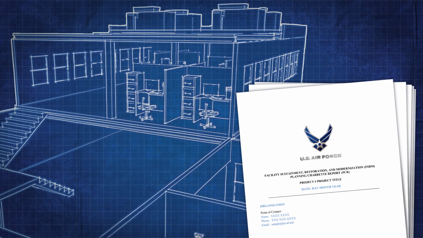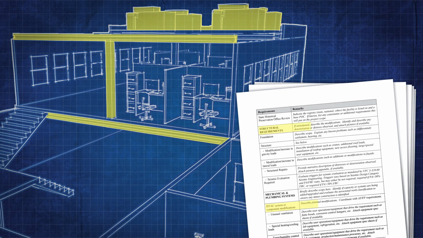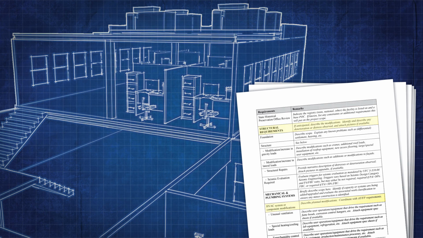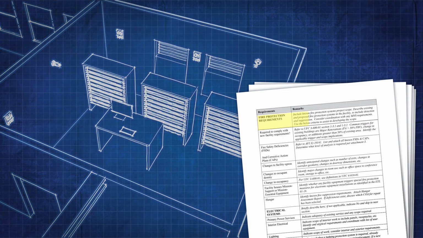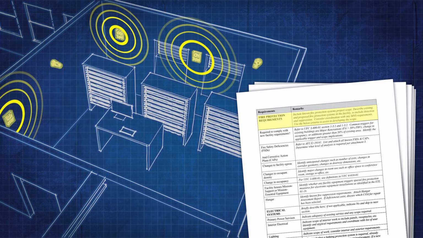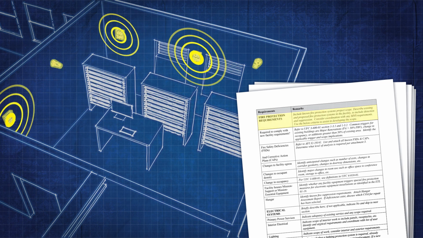For example, when a building renovation includes modifying rooftop equipment, such as an HVAC system, the UFC for Structural Engineering triggers evaluation of existing structural systems. The UFC for Fire Protection Engineering mandates additional fire safety protection measures for mission-essential and mission-critical IT equipment in facilities.